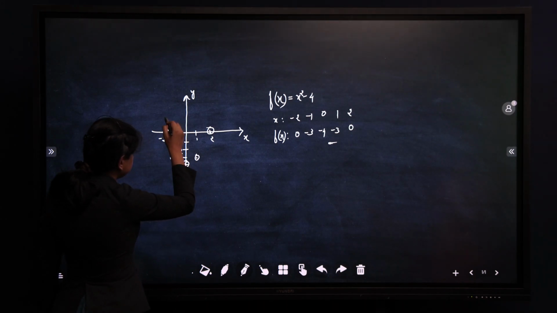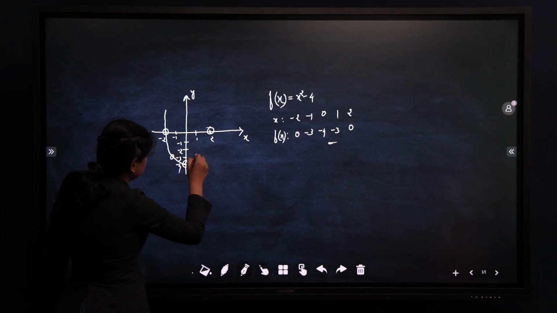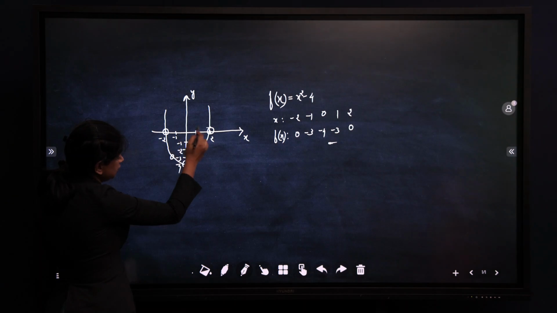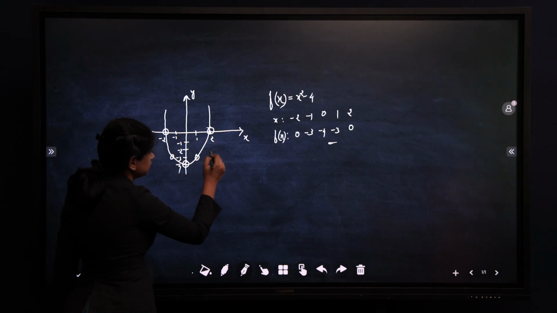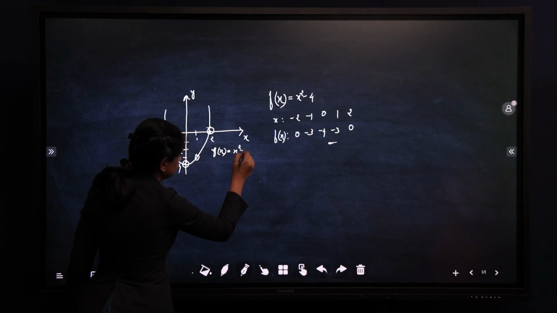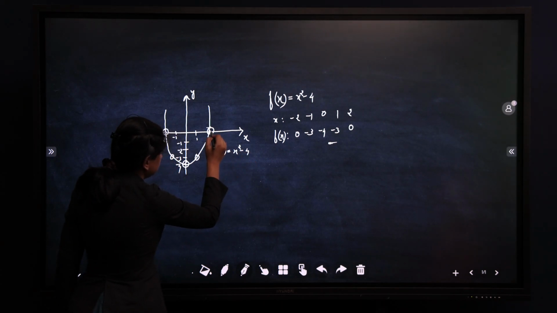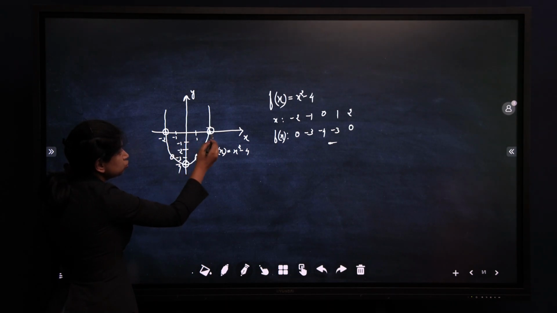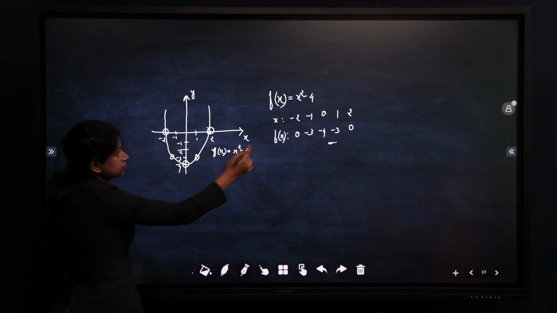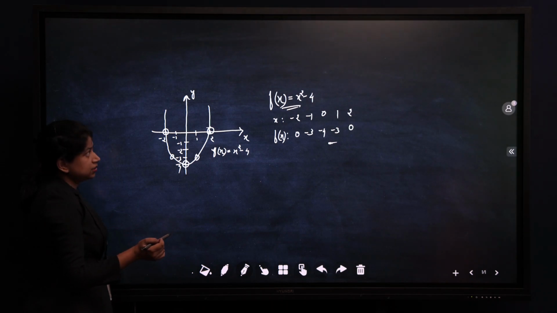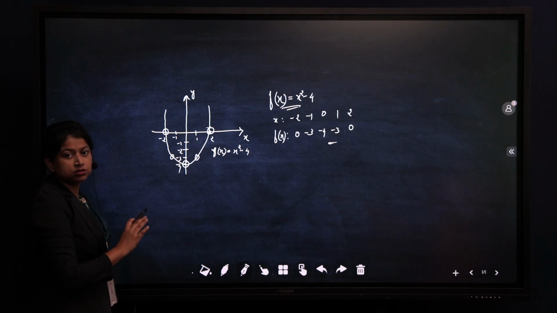Now you join these points and you get this parabola. Look at where this function f(x) equal to x square minus 4 cuts the x-axis. It cuts at these two points, minus 2 and plus 2. So these two are the roots of this function. This is how we find the roots or zeros.